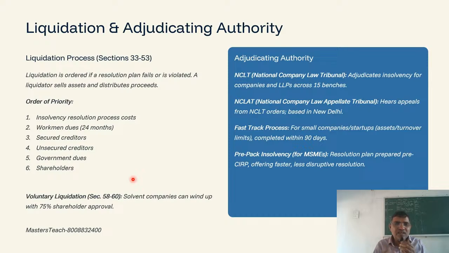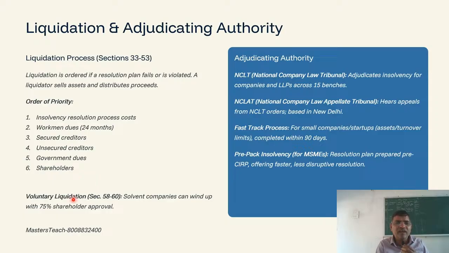For the liquidation process, see Companies Act 2013, sections 33 and 53. Liquidation is ordered when the resolution plan fails or is violated. The liquidator sells the assets and distributes the proceeds. Liquidation means closing of the company, and it happens like this. First, insolvency resolution process costs, workmen dues within 24 months, secured creditors, unsecured creditors, government dues, and shareholders.